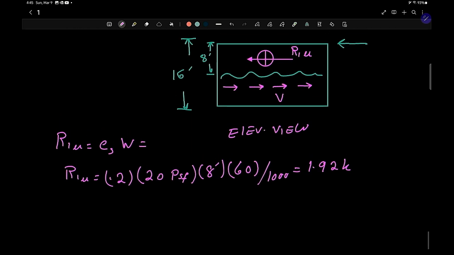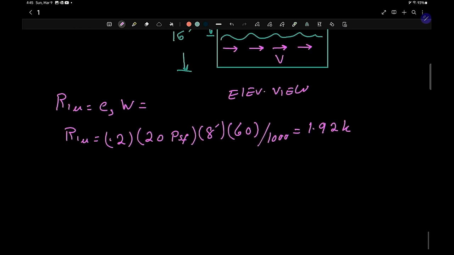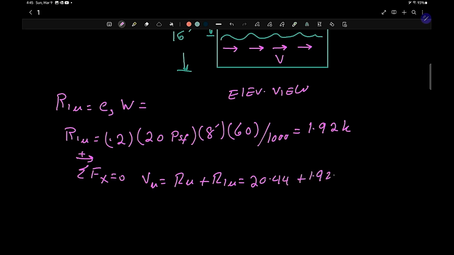Then if I do summation Fx equal to 0 of that wall, let's go right as positive, we're going to have VU equal to RU plus R1U, which is equal to 20.44 plus 1.92, and that will give us 22.36 kip.